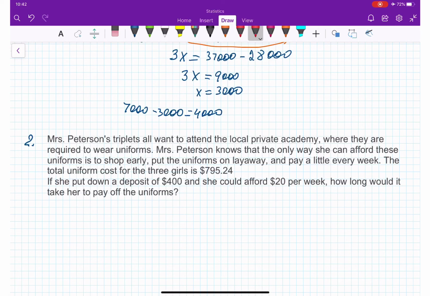If she puts down a deposit of $400 and she can afford $20 per week, how long will it take her to pay off the uniforms? Okay, let's see what we have. So, we have a $400 deposit.